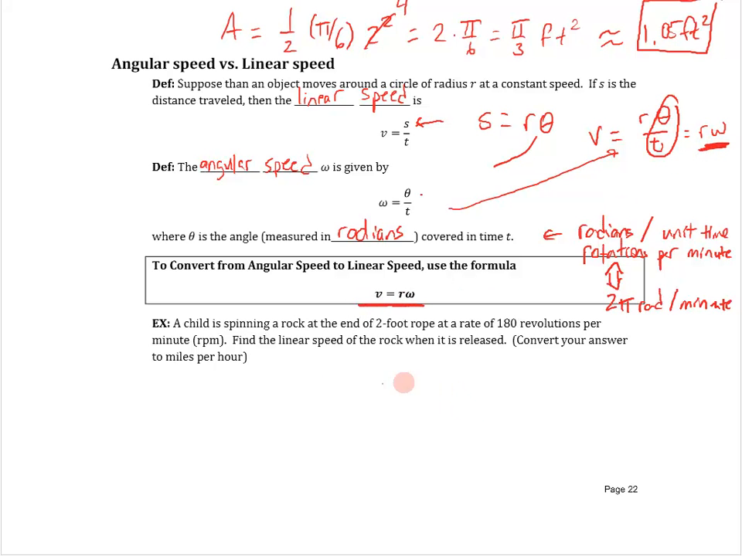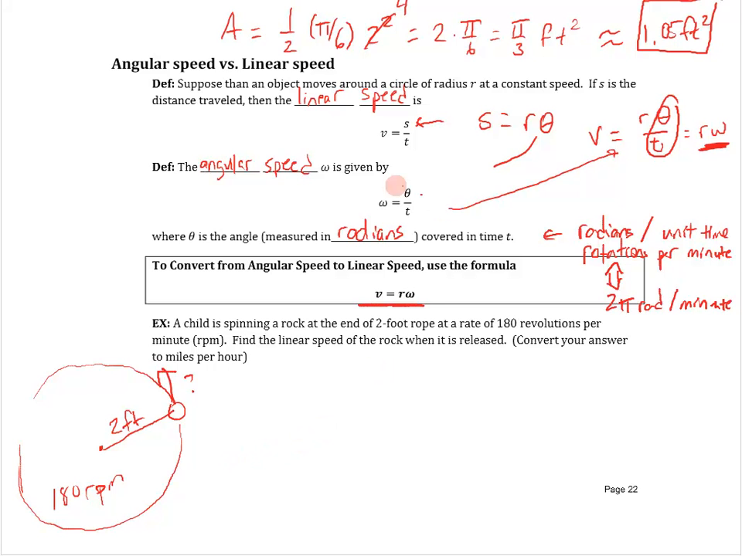Let's say we have a child spinning a rock at the end of a 2-foot rope. There's a rock tied to the end of it, and it's going around in a circle. We know it's going 180 rotations per minute. So it goes around the circle 180 times every minute. The question is, how fast is that rock traveling on the end of that string?